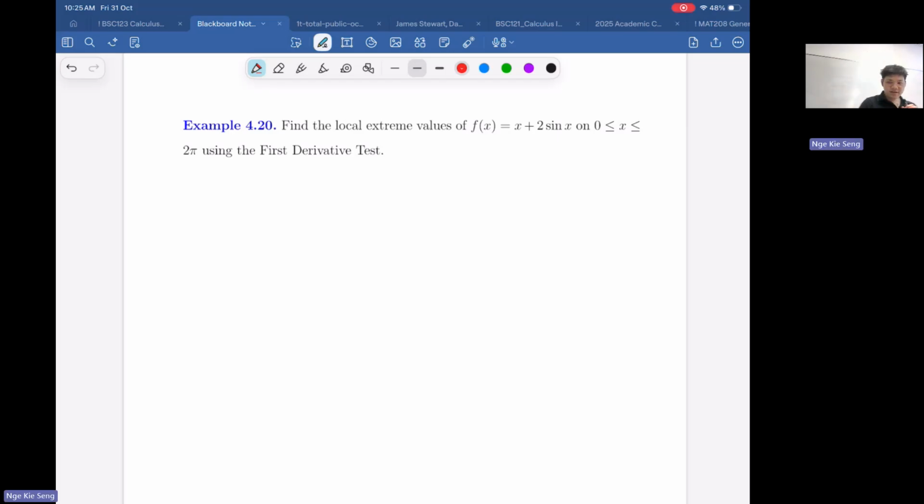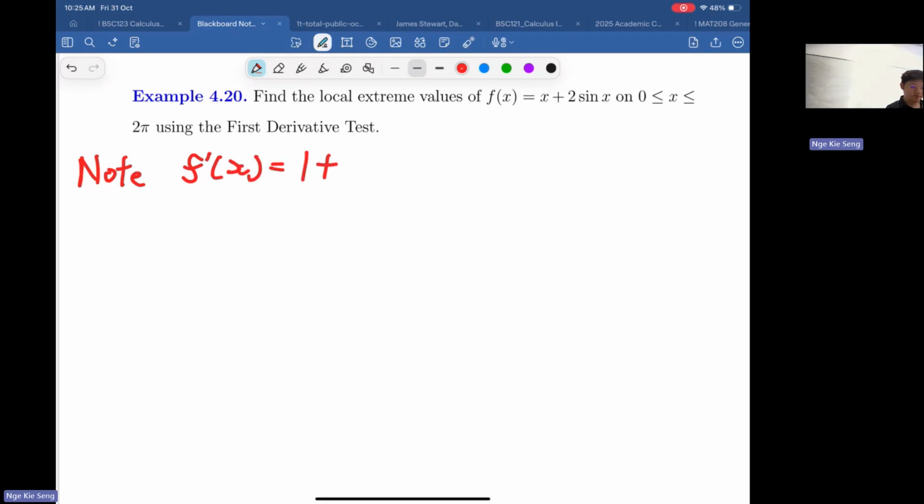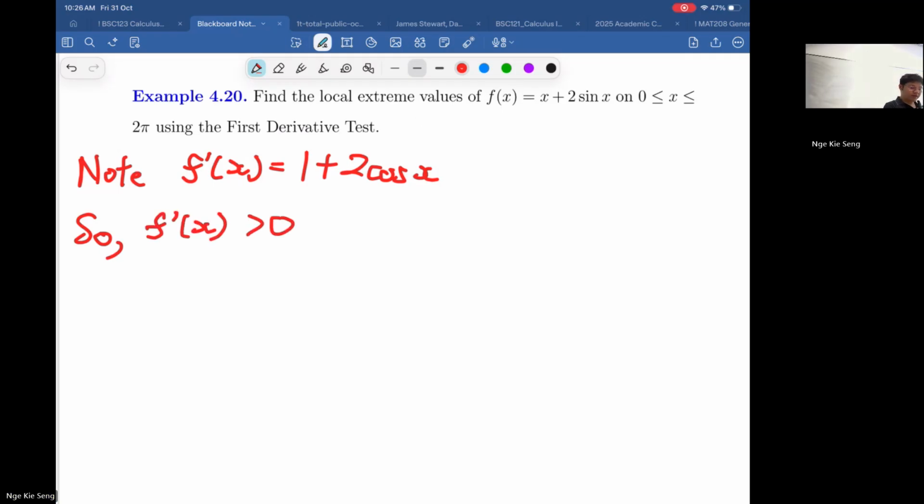All right, let's do it together. Let's check. Similarly, to use the first derivative, we need to get our hands on the first derivative, which is 1 plus 2 cos x in this case. And we want to see where it's increasing or decreasing. So for the inequality, you want to tackle f prime x greater than 0 and f prime x less than 0.